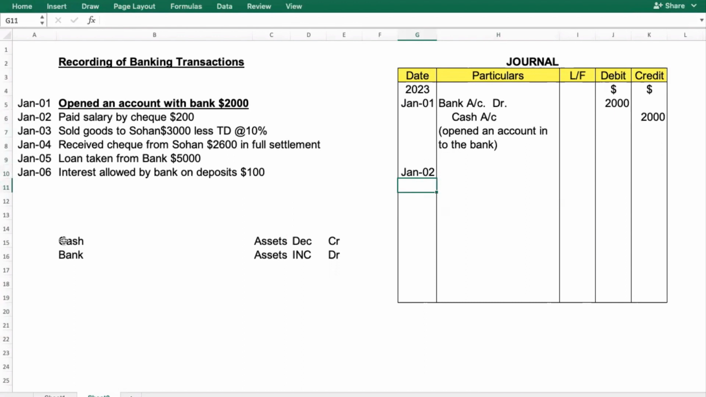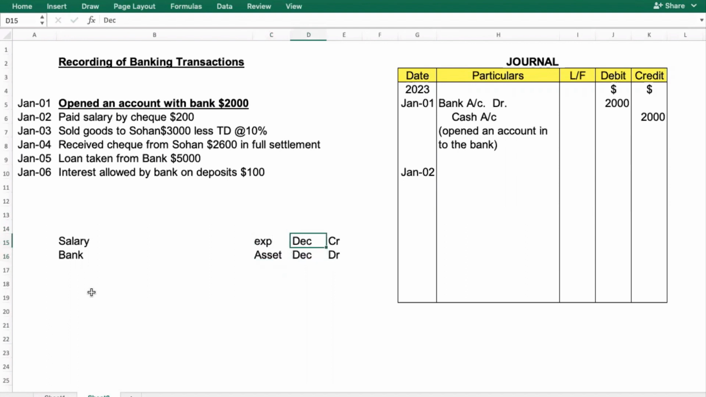What is the next transaction? Paid salary by check, $200. Now tell me which two accounts will be affected. One will be bank. Okay, correct. What is the other one? Expense. Yes, the name of the expense is salary, right? And we write the specific name. Now category: bank is an asset, right? And salary is an expense.